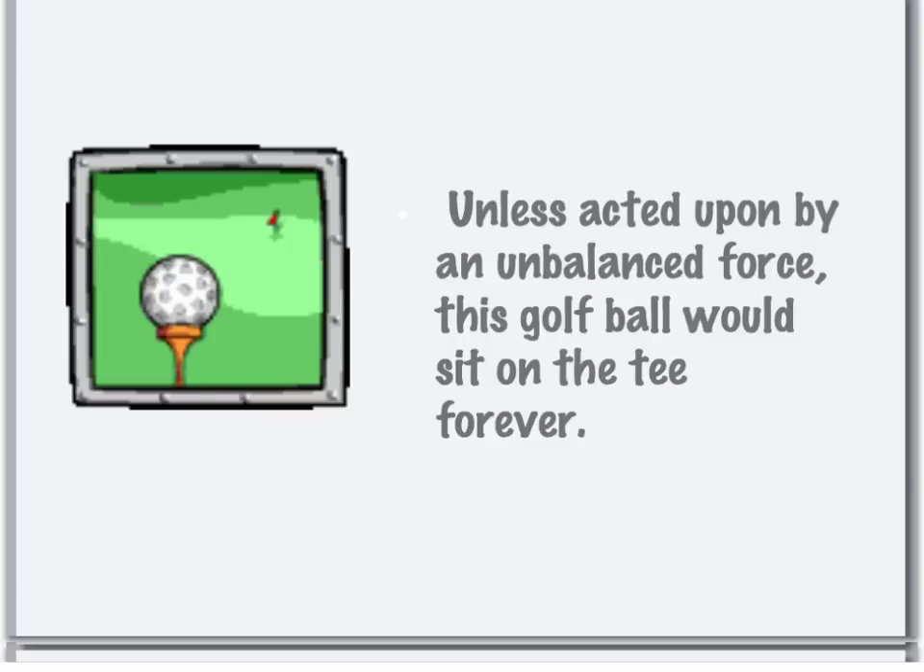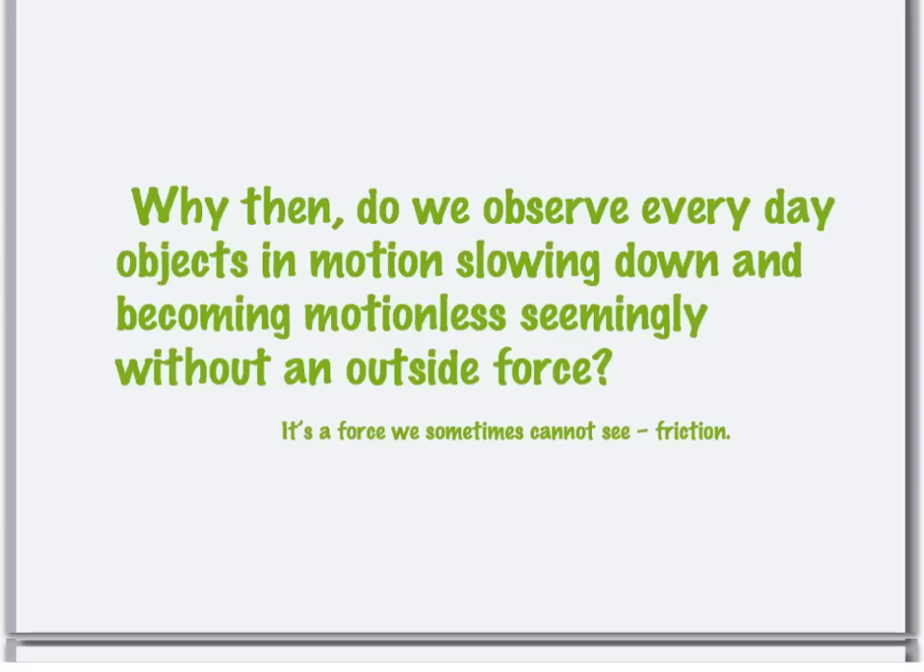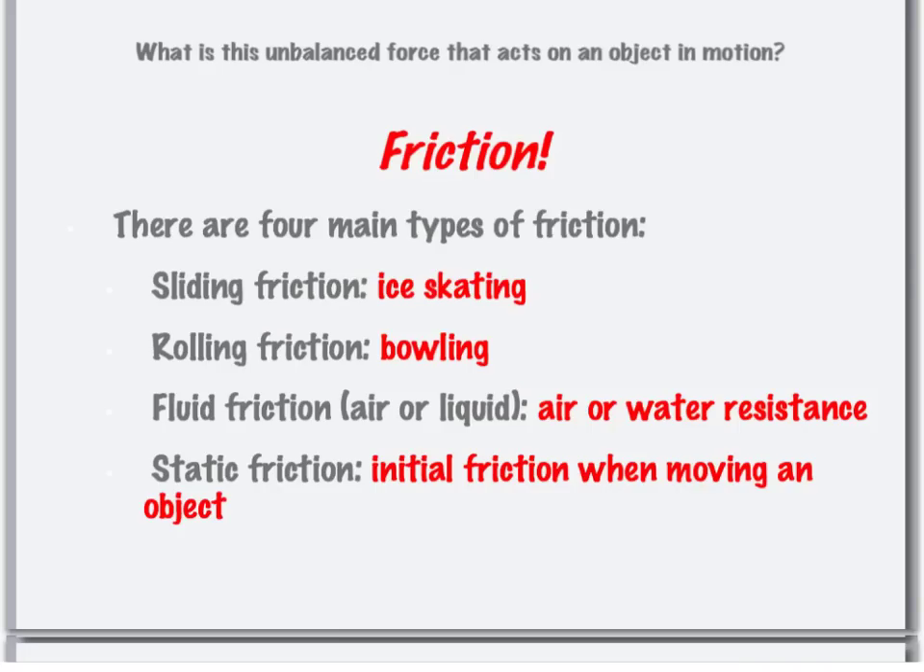Now, this probably all sounds like a lot of common sense to you, but this is what these laws have been based on, these ideas. And it says, why then do we observe everyday objects in motion slowing down and becoming motionless, seemingly without any outside force? And we've already talked about this. So this is a force that we don't really see, and it's called friction, okay? And just to quickly review, we've got 4 main types of friction: sliding friction, rolling friction, fluid friction, and static friction. And these are some of the unbalanced forces that act on an object in motion.